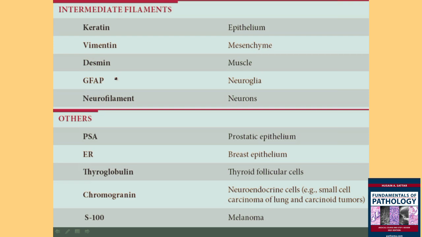Now let me remind you that cells have a cytoskeleton, and the cytoskeleton contains filaments, and one of those filaments is the intermediate filaments.